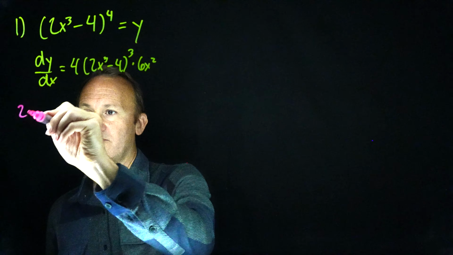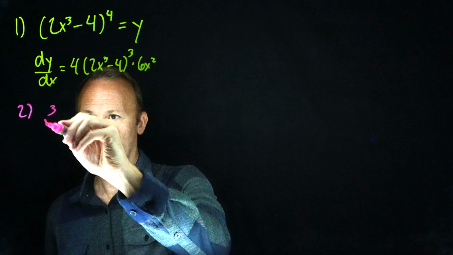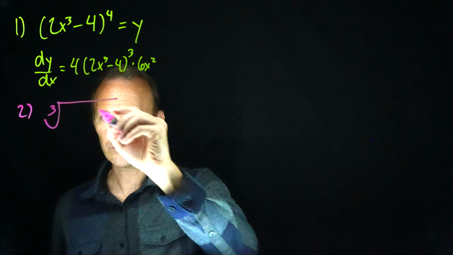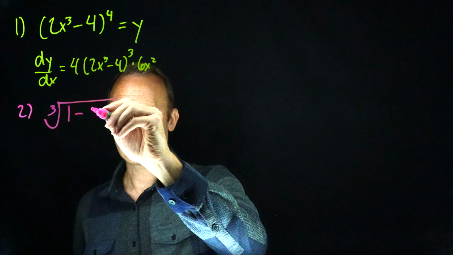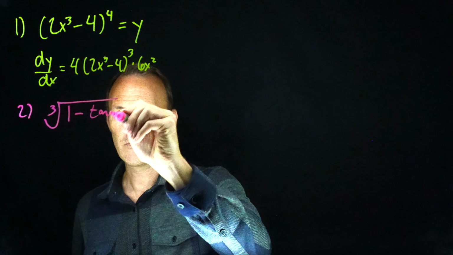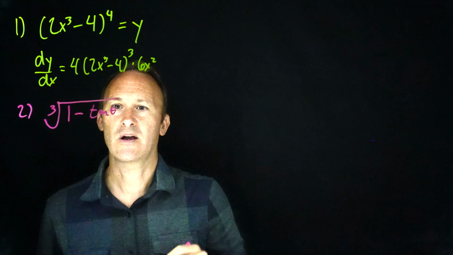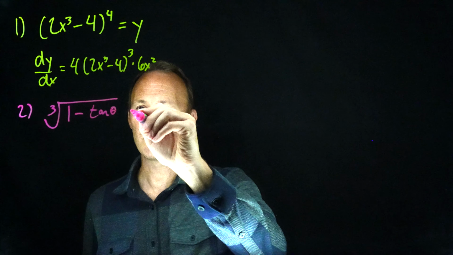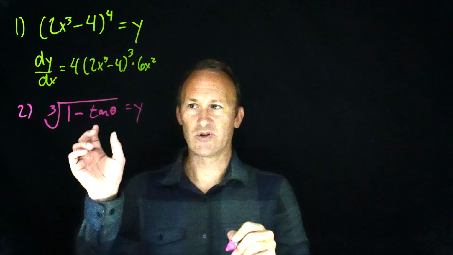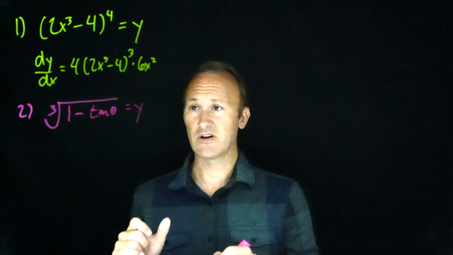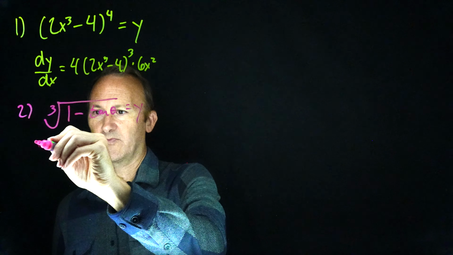Number 2. Let's look at the cube root of 1 minus the tangent of x. We'll say theta here. And we want the derivative once again. I'm just adding these equals y here at the end. Doesn't really matter. The point is, here's a function. What's its derivative? Okay, so let's get dy d theta.